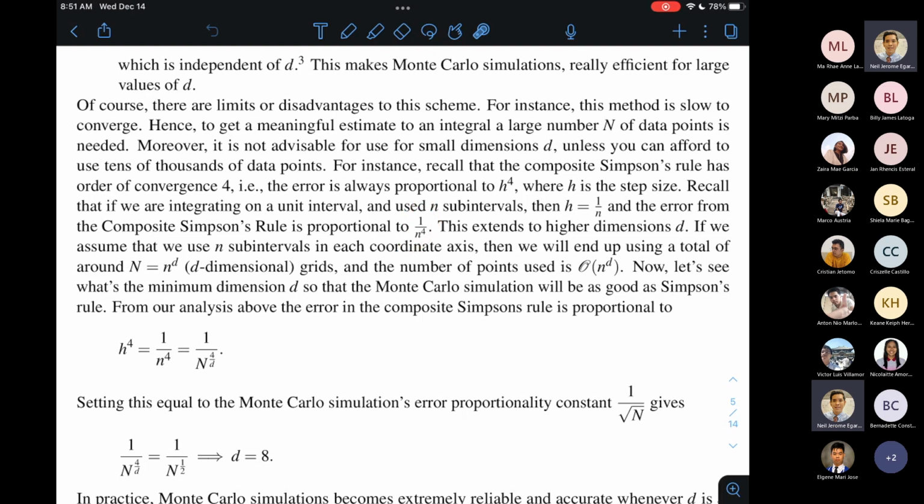And this extends to higher dimensions d. So if we assume that we are using n subintervals sa bawat coordinate axis sa composite trapezoidal rule, hold on. Parang nagulo yung script ko dito.